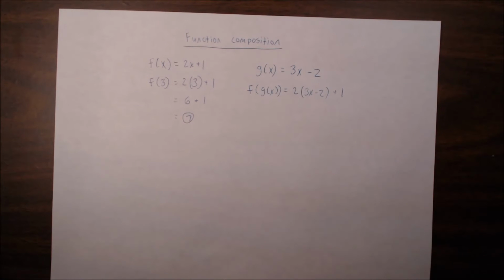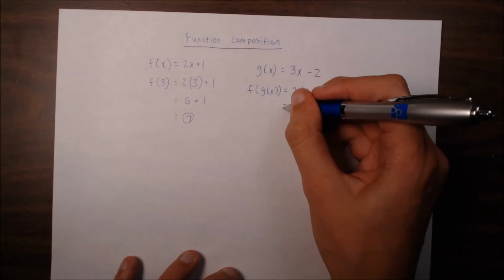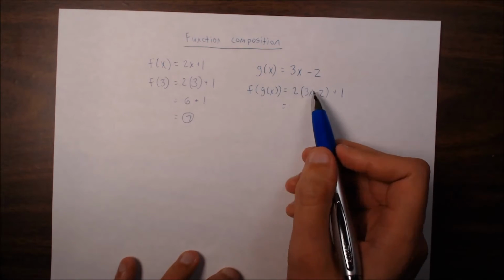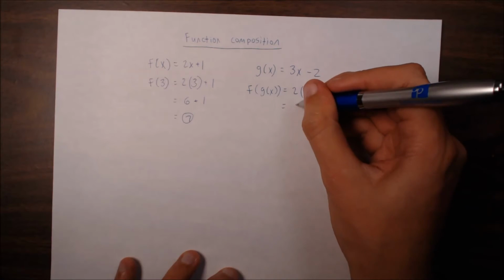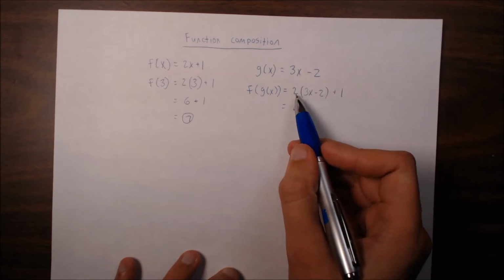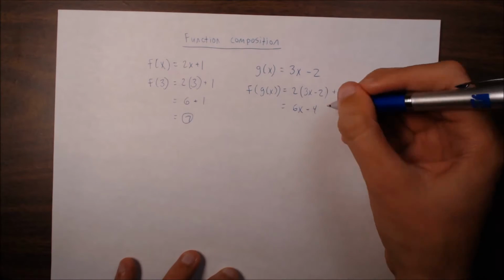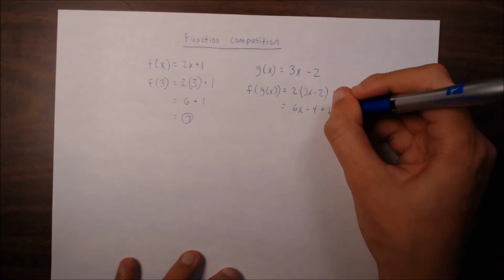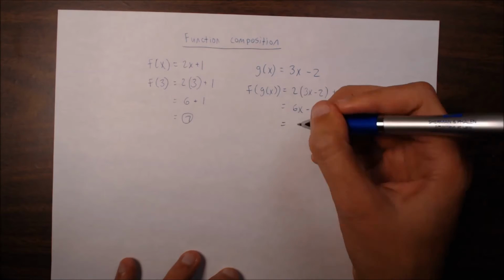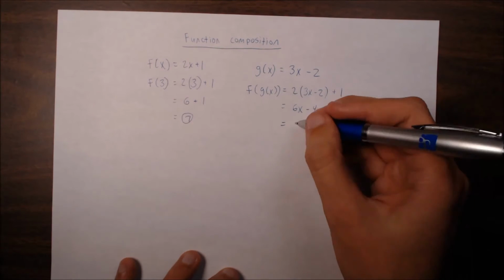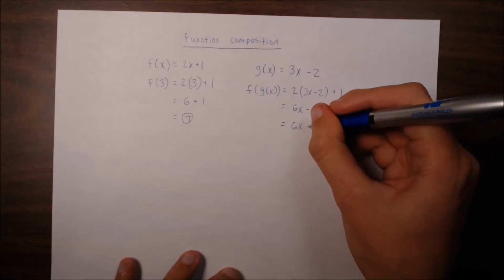Now again, like before, I'm going to work this out using the order of operations. So I'm going to distribute the 2. 2 times 3x is 6x. 2 times negative 2 is negative 4. And I still have my plus 1 out there. And then one more step. I'm going to do negative 4 plus 1, which is negative 3.